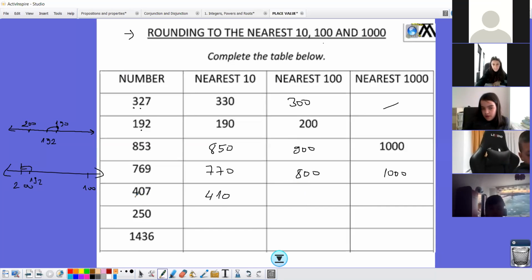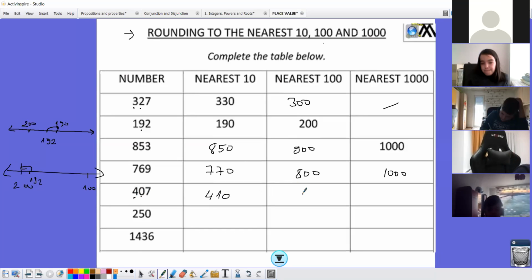Why? Because look, 100 is this one. Then I'm checking the number before, 4, it's 0. It's less than 5, so it will stay as 400. Is it nearer to 1000? It's not. So I'm not writing anything here.